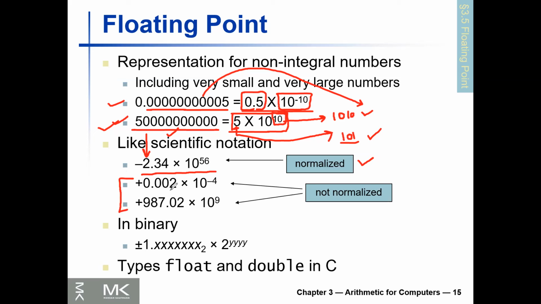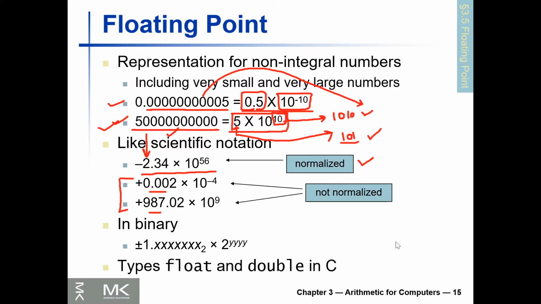Because we have to shift the decimal point, and the decimal point must be just after the very first non-zero digit. So it is not the correct representation, and this is not the normalized representation. So in case of binary, how does this representation look?